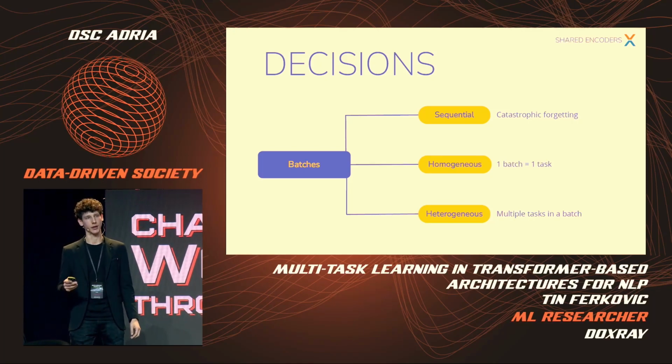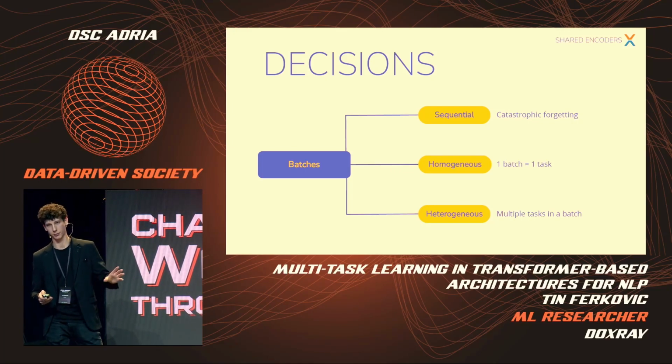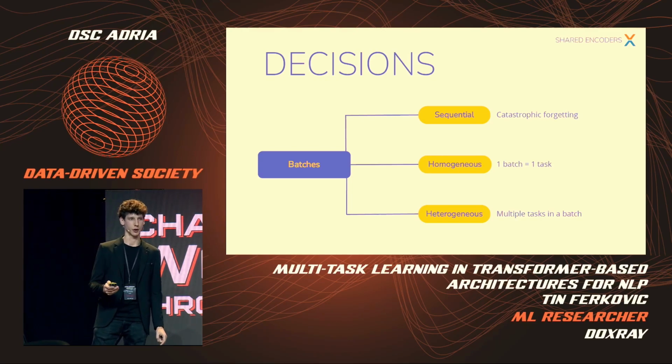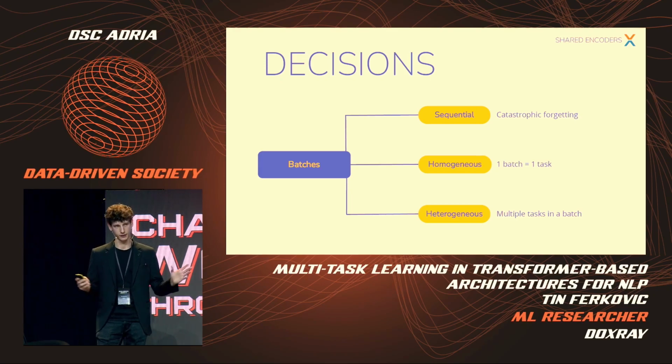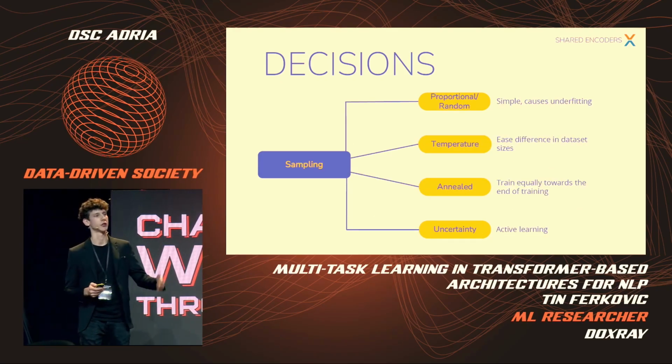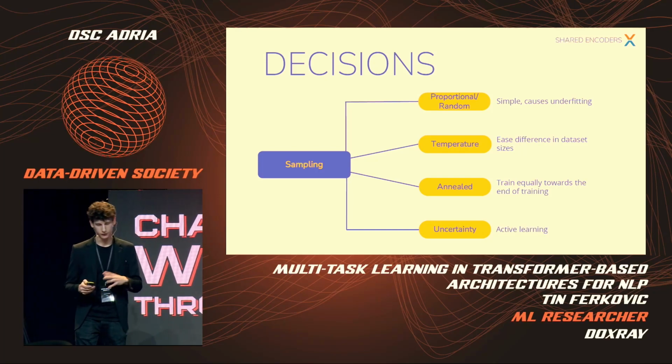But we can do even better. We can do heterogeneous batches, which is basically the same as starting with the homogeneous batch, just one batch, one task. But then you accumulate the gradients over a few batches, and then you perform the optimal step, so that in one step you get multiple tasks, not just one. But we're not done with the decisions. Maybe we also have a problem of how do we sample.